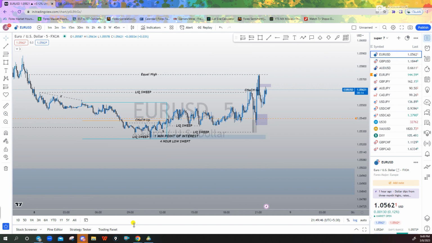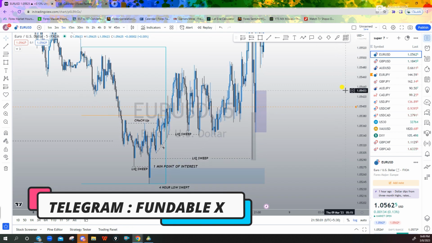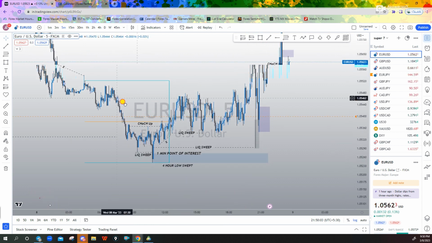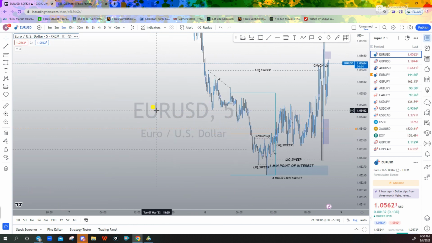So this was the trade which I was supposed to take today, but until now I have no trades. But still, let me give you a run-through of what I was looking for today and how it went. Okay. So first of all, Euro USD. So this was my entry.